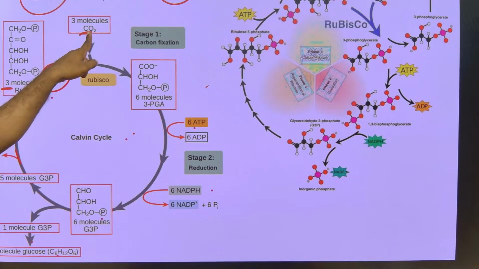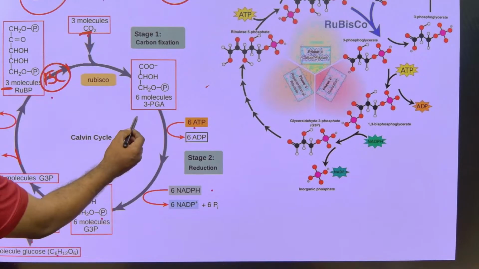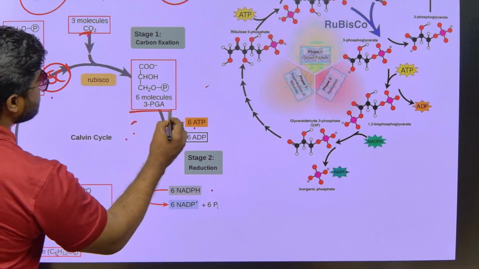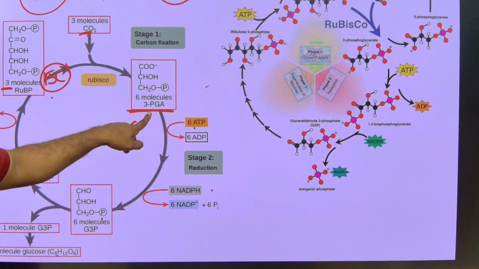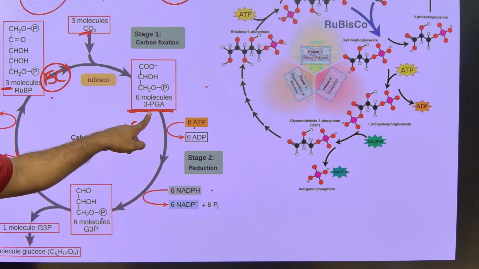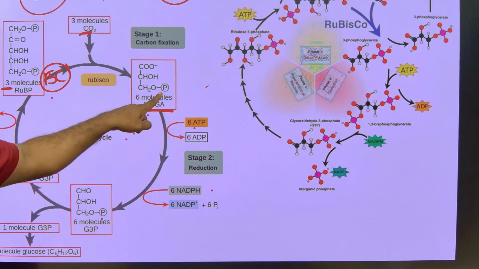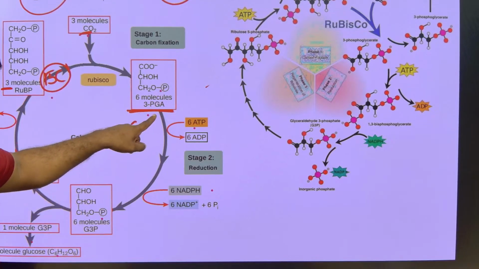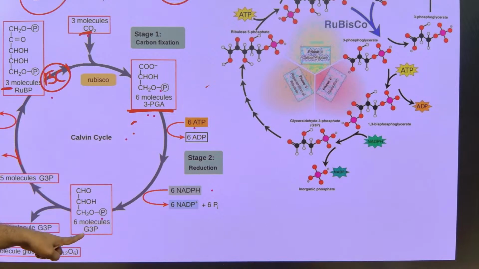15 carbon accept 3 carbon, it becomes 18, giving rise to 6 molecules of 3 PGA. Now each 3 PGA is how many carbon? 3 carbon, with 1 phosphate group. Now 6 molecules of 3 PGA are reduced to 6 molecules of G3P.